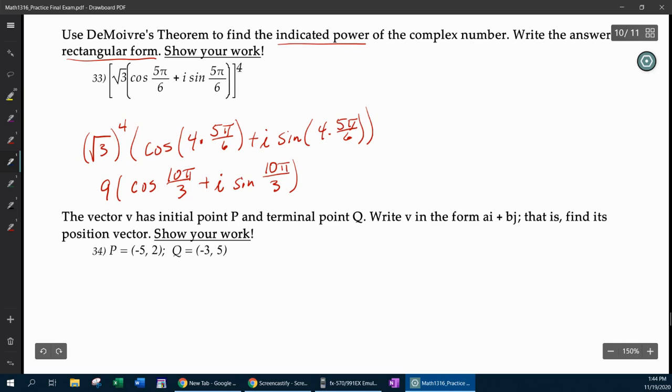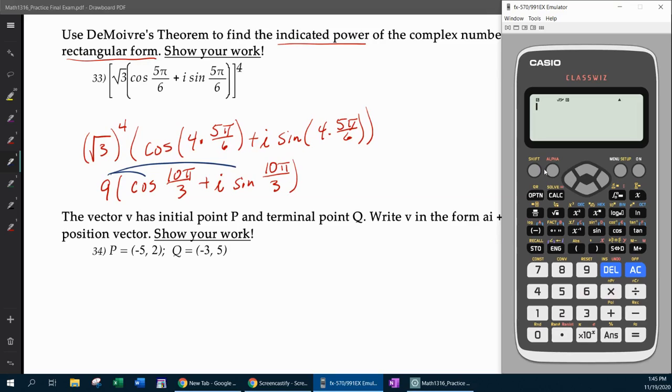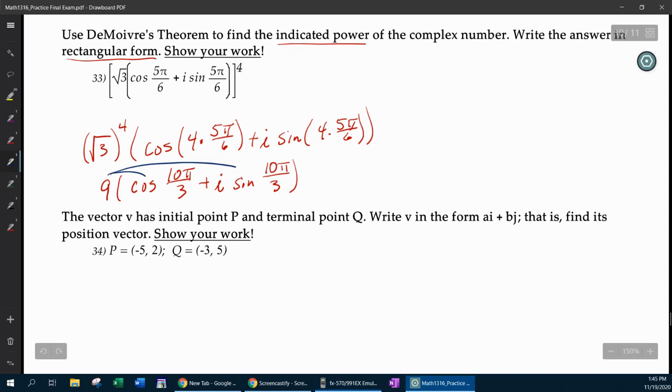And to get there, we're going to need to do the distributive property. So using the calculator, switch to radian mode because we have radian angles. And we're going to do 9 cosine of 10 pi over 3. And that's going to give me the exact value of -9/2.